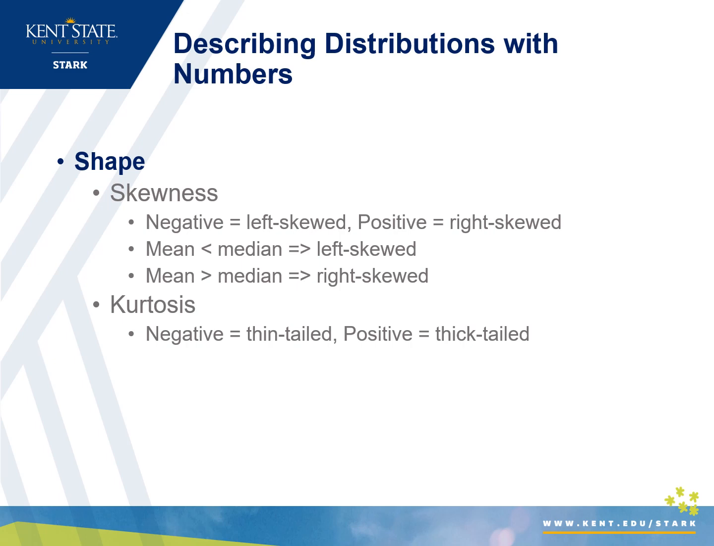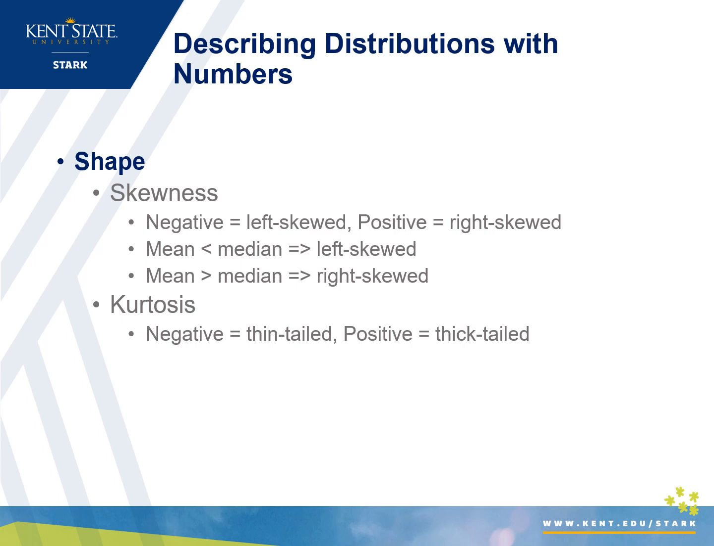A positive number for skewness is the opposite. That is, we have positive skewness, or right skewness. That means we have a distribution where most values are relatively low, but some small handful are quite high, resulting in a mean that is above the median.